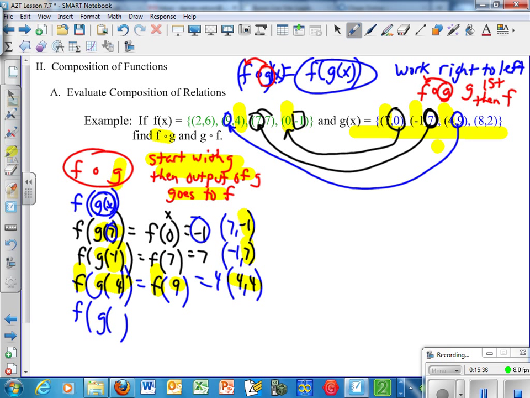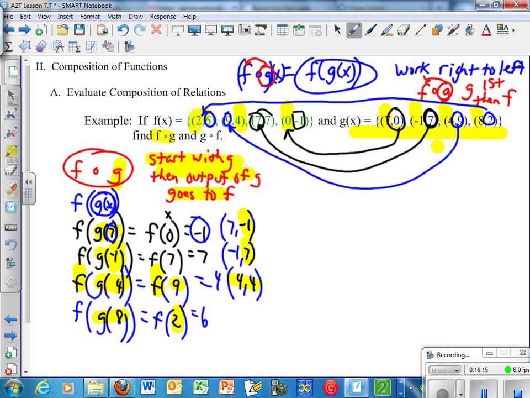F of g of, so I'm taking all my x values in g here, because we're starting with g, working right to left. Now I do 8. So f of g of 8. 8 goes to 2, so then I want to come over here, and I want to find 2 over here. So notice 2 is right here. So that's really f of 2, because g of 8 was 2, because 8 went with 2 in function g. And notice the output value there is 6.